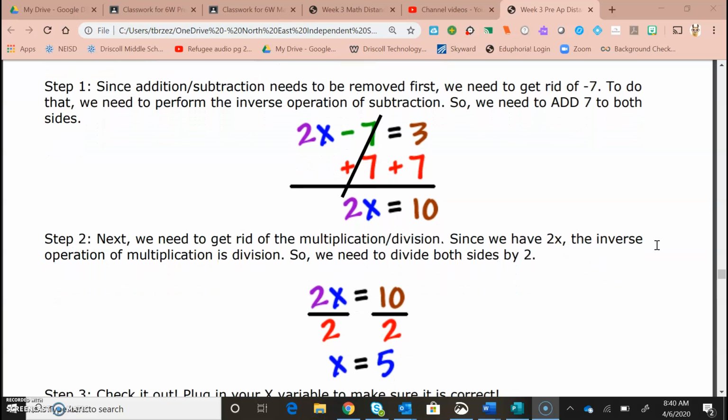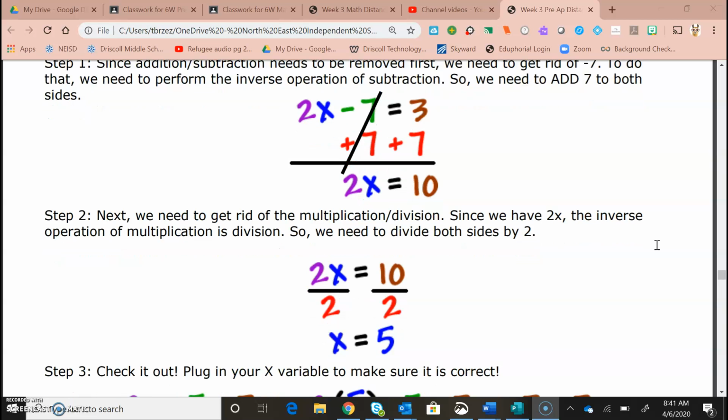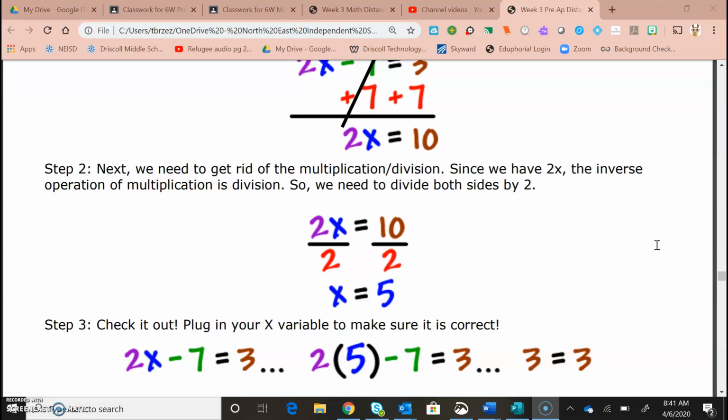Step 2, next we need to get rid of the multiplication and division. Since we have 2x, the inverse operation of multiplication is division. So we need to divide both sides by 2, which will get us x equals 5. And step 3, we're going to check it. We're going to plug in our x variable to make sure it's correct.